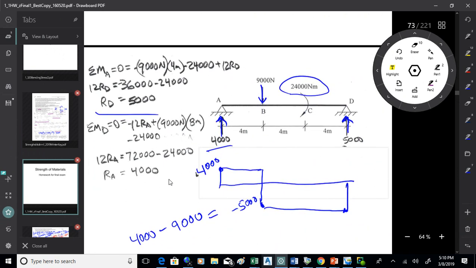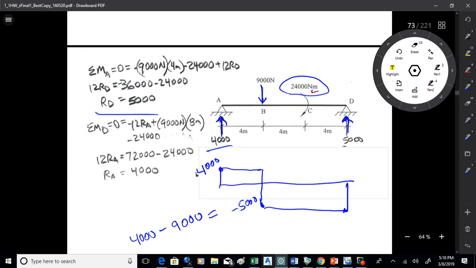All right, so what you're going to want to do is to first find the reactions. So you're going to take moments about A. You take the 9,000 Newton force times the 4-meter moment arm. That's negative because it's clockwise. Then the 24,000 Newton meter couple, which is negative also. No moment arm on that because it's just a couple. It already has the moment arm in it, okay? So you don't need to put another one in there. It's already there. And then plus 12 times the reaction at D.